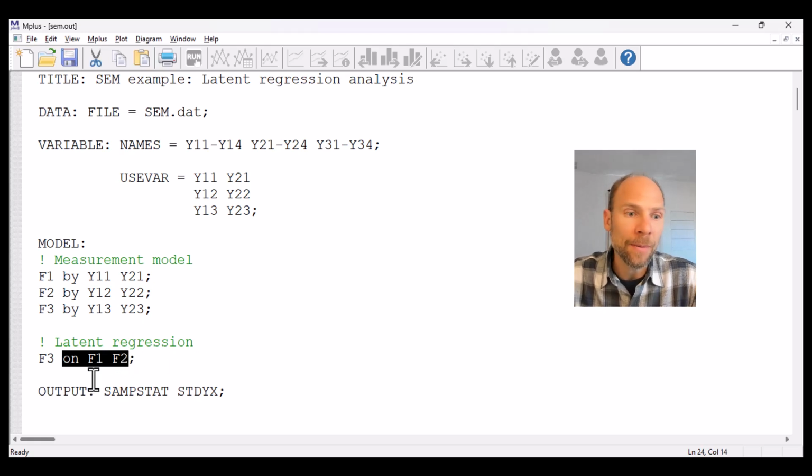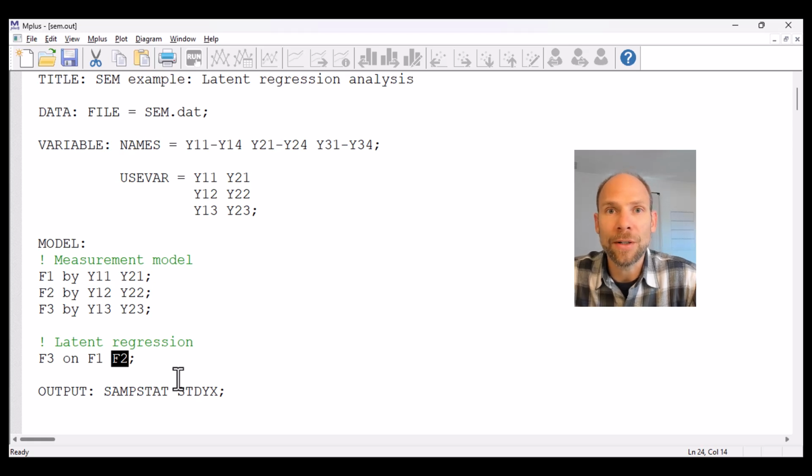So for example, f3 could be life satisfaction, and life satisfaction could be regressed here on income, let's say f1, and then on relationship satisfaction, let's say f2, to see how much of the variance in life satisfaction can be explained at the latent level by income and relationship satisfaction, and which of the two predictors may be the more important one for predicting life satisfaction.